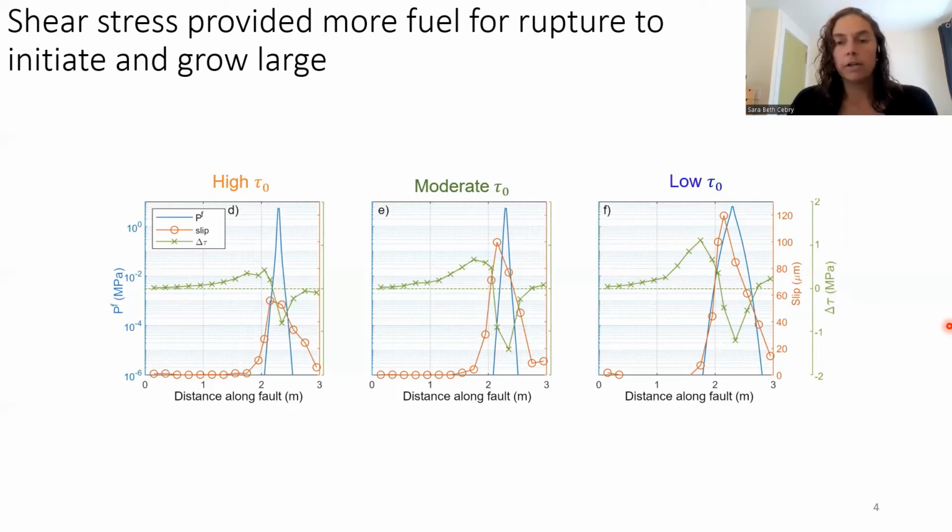rupture. However, it's limited to the extent of the fluid pressure and the redistributed aseismic slip, whereas in the other two cases, the rupture only required a small amount of change in shear stress and then was able to rupture the entire length of the fault.